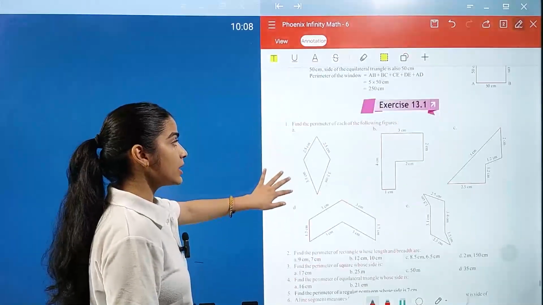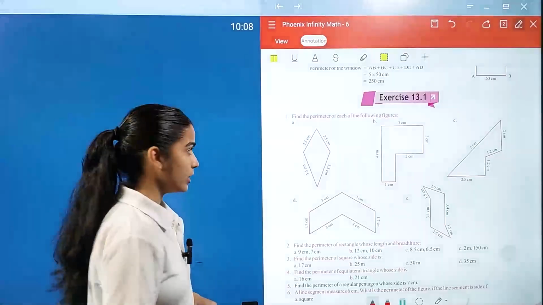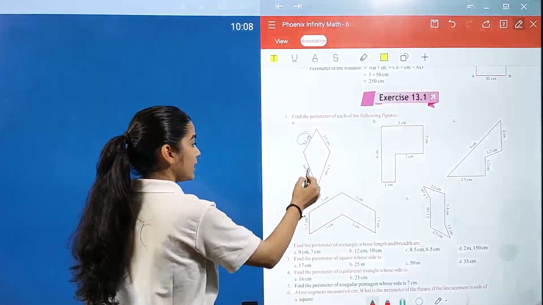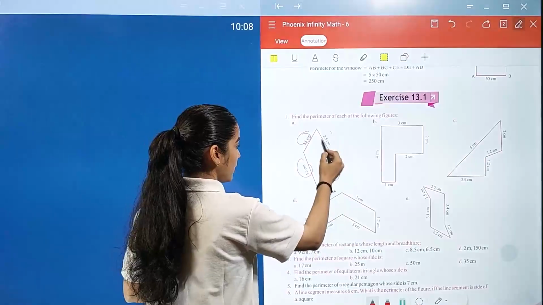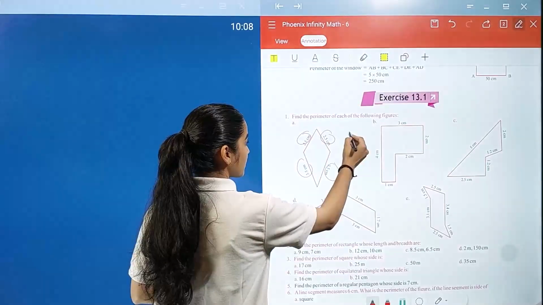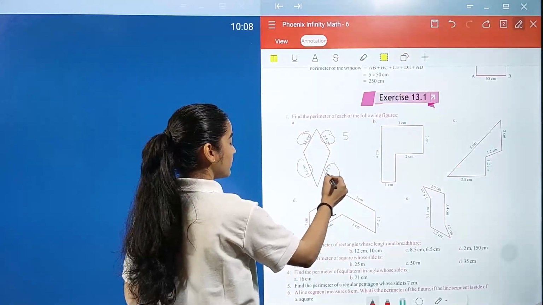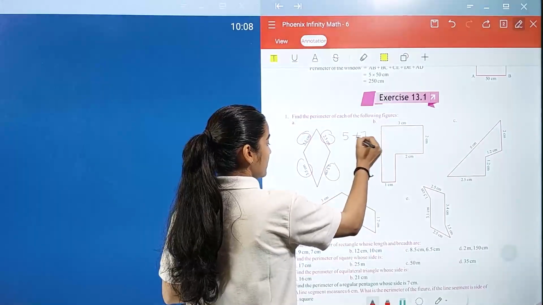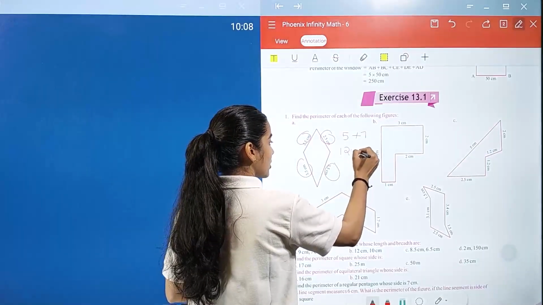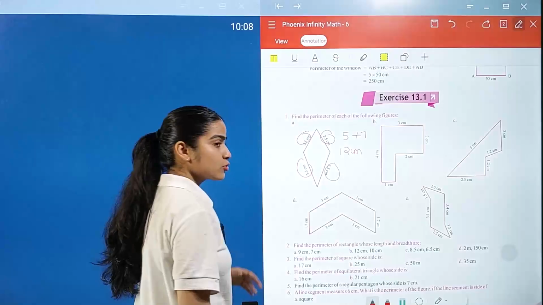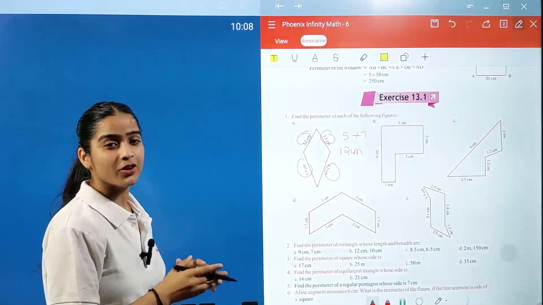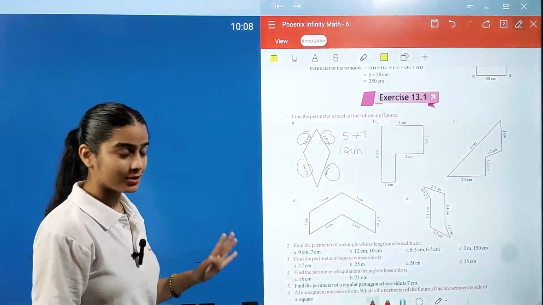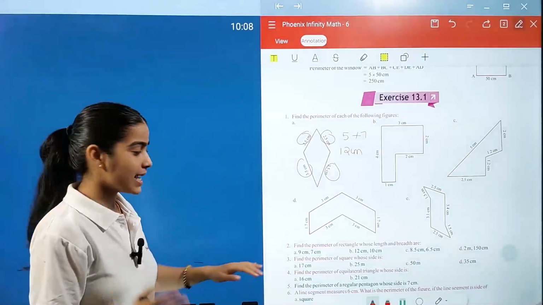Now we move forward to our exercise, which is 13.1. Find the perimeter of each of the following. So you have to add these measurements together. Okay. 2 times 2.5 is equal to 5 centimeter. 2 times 3.5 is equal to 7 centimeter. 5 plus 7 is 12 centimeter, which is your answer. So you already did so many questions on addition in your earlier classes. So I hope, fingers crossed, you can do question number 1 very easily and quickly.